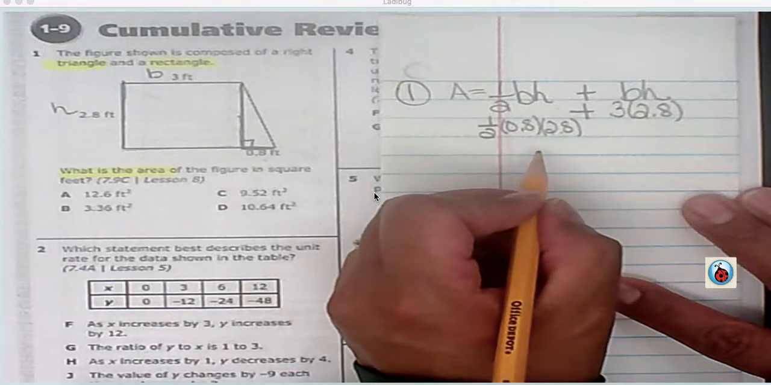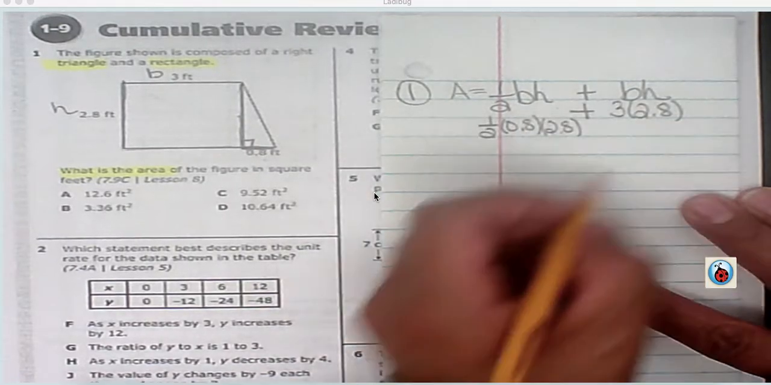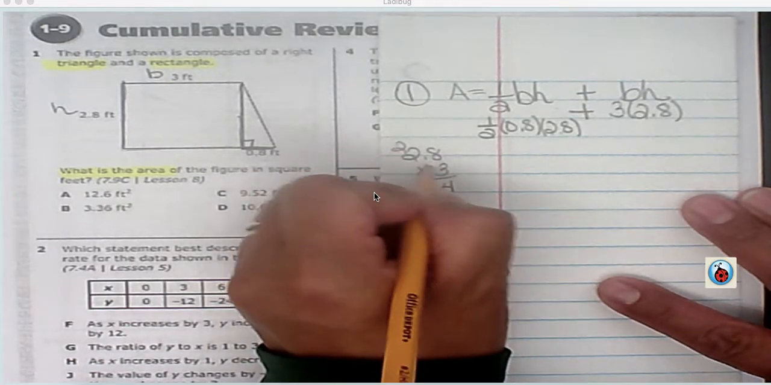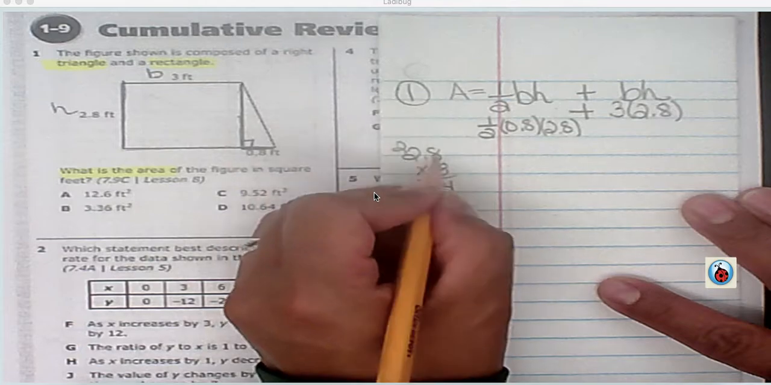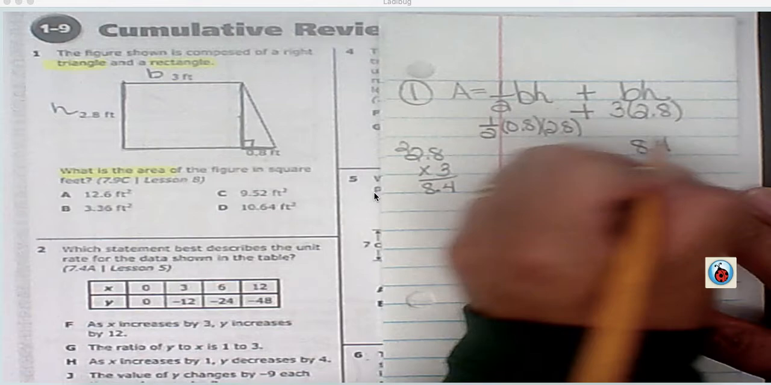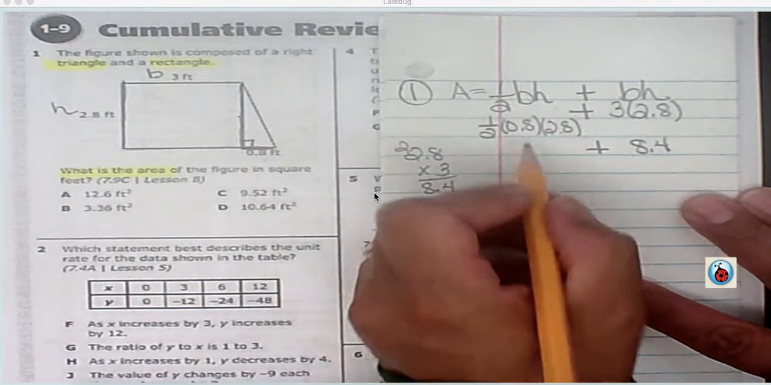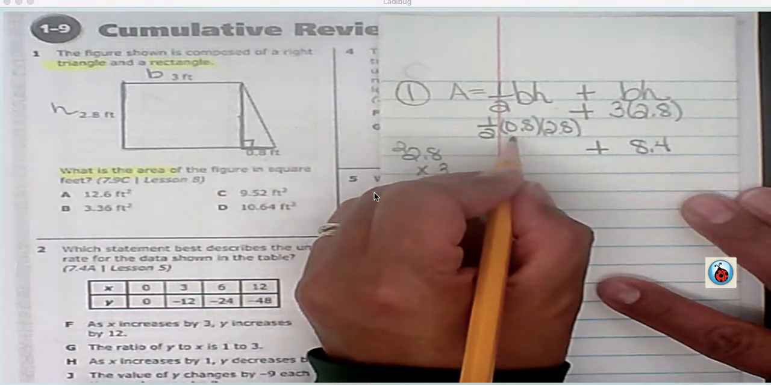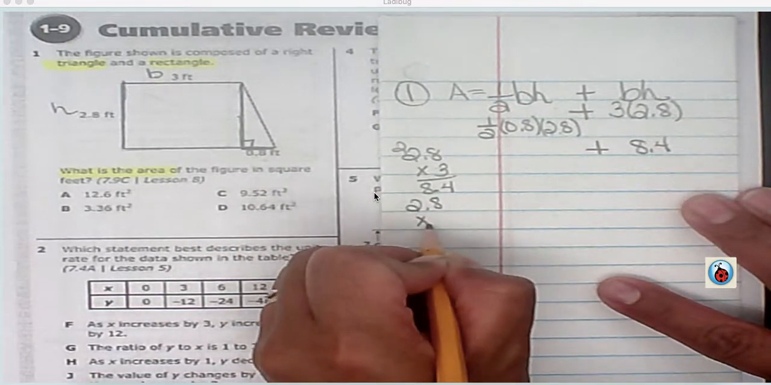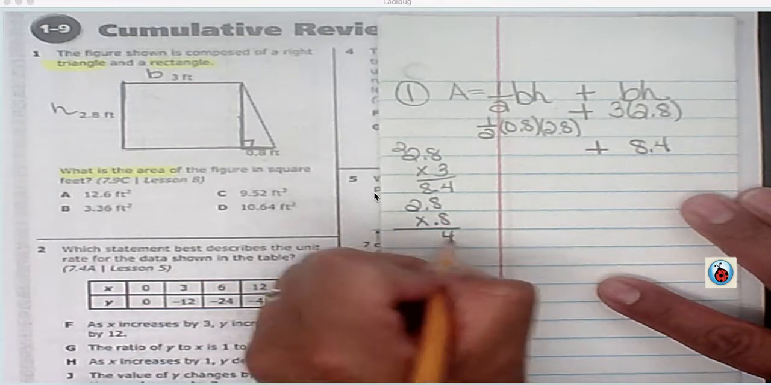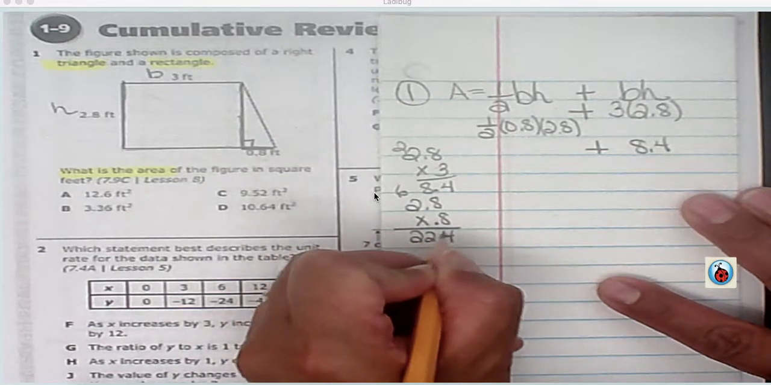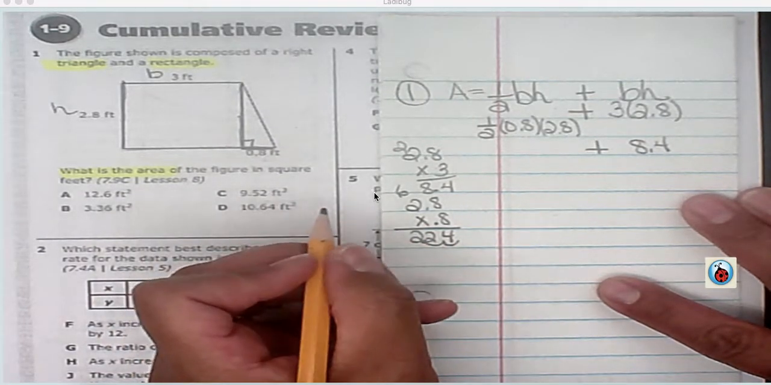Now I'm going to go ahead and calculate and do my math. So 2.8 times 3. We have one decimal place. So this is 8.4. Then we're going to go ahead and calculate this 1/2 times 0.8 times 2.8. So you can do 2.8 times 0.8. 64, 16, 6, 22. There's two decimal places, so this is going to be 2.24.